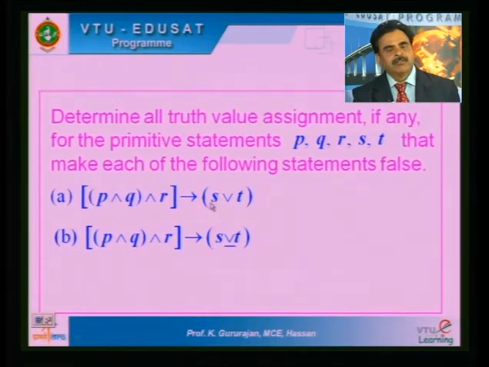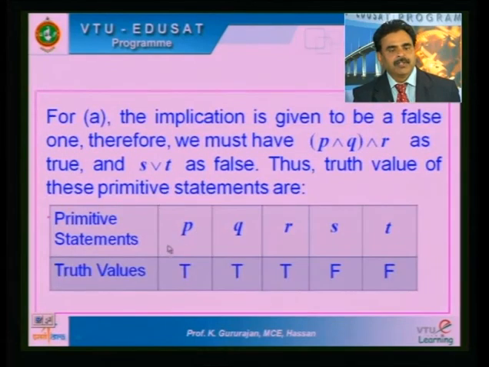When S or T is false, only when both S and T are false. When P and Q and R will be true, only when what? All the three are true. So the truth value assignment is T, T, T followed by F, F.